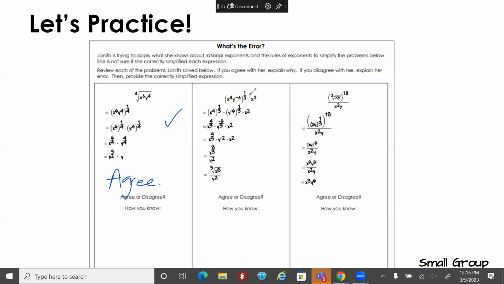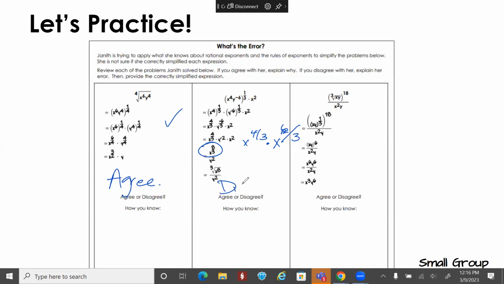On the next one, we have a power raised to a power. So we're going to multiply. Okay, so they did that here. When we combine like terms, we have x to the 4/3 and x to the second. When we combine this, what do we need to do first? Okay, so this is going to be 6/3. What's 4 plus 6? Is that what they got here?